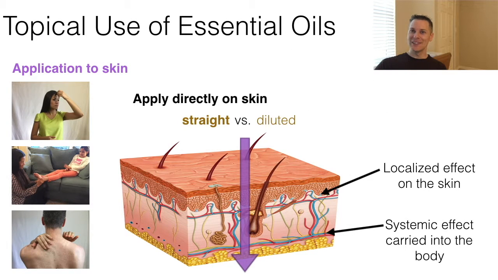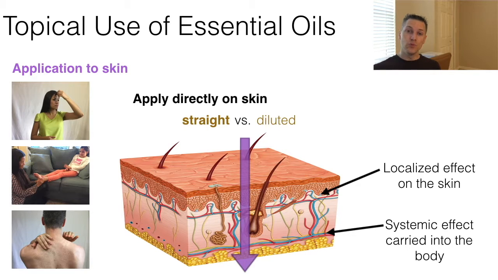Topical use of essential oil. I love the word topical because it looks like the word tropical, and tropical means you're on vacation. Well, this is another way you can apply essential oils, topically, in tropical areas too. This means applying directly on the skin with or without dilution.